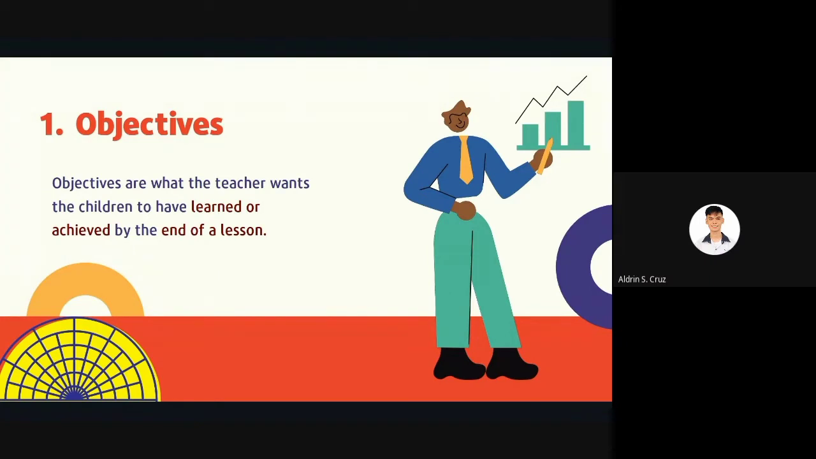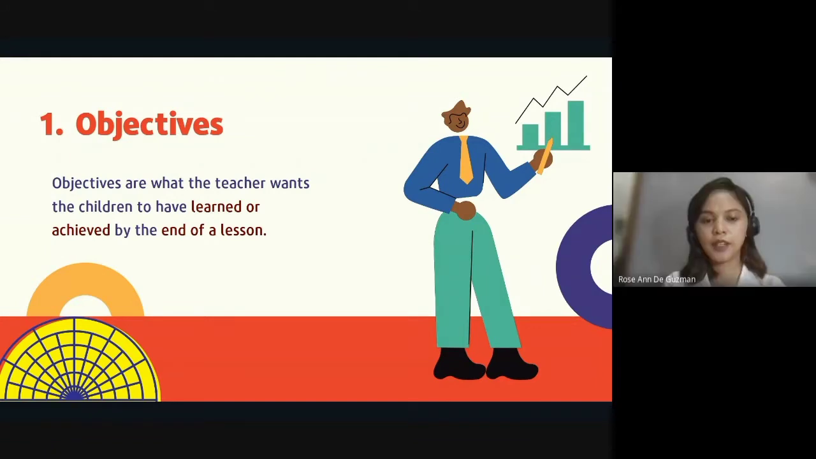Number 1, objectives. Objectives are what the teacher wants the children to have learned or achieved by the end of the lesson. Okay, thank you for that, Aldrin. So, objectives in Tagalog, layunin. So, dito nilalagay ni teacher yung mga bagay na gusto niya matutunan ni student at the end of the lesson.